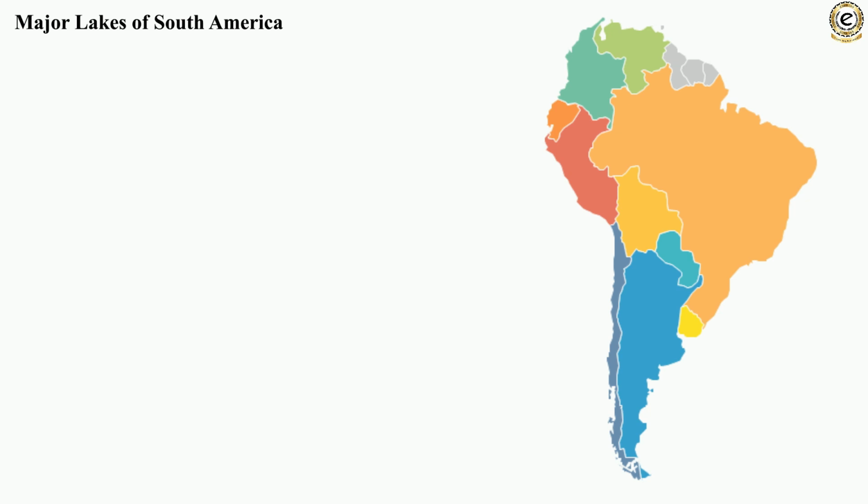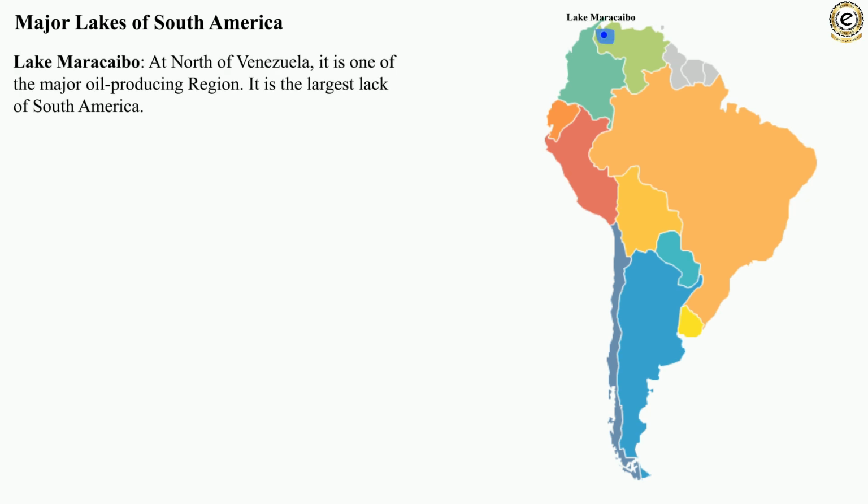The major lakes of South America. The first one is Lake Maracaibo. Lake Maracaibo is situated in the north of Venezuela. It is one of the major oil producing regions and it is the largest lake of South America.